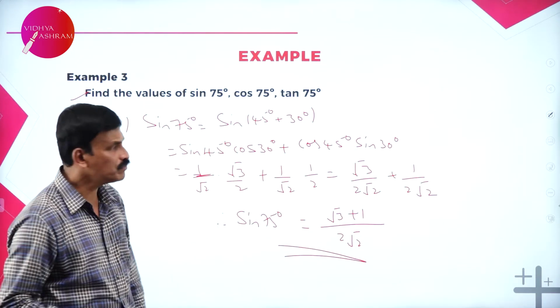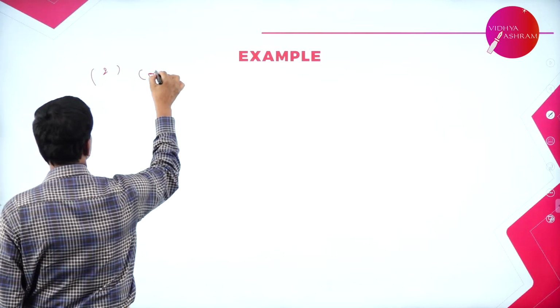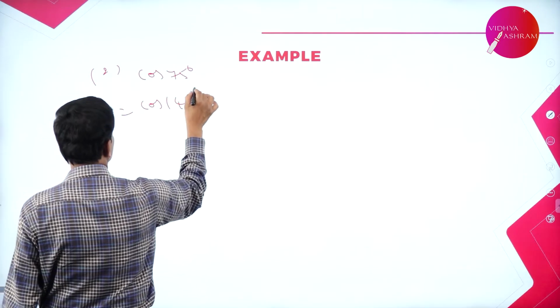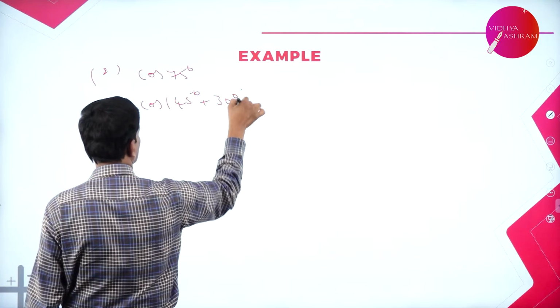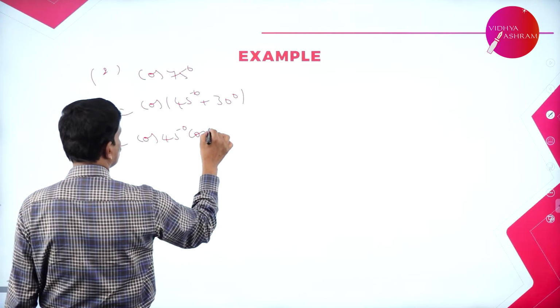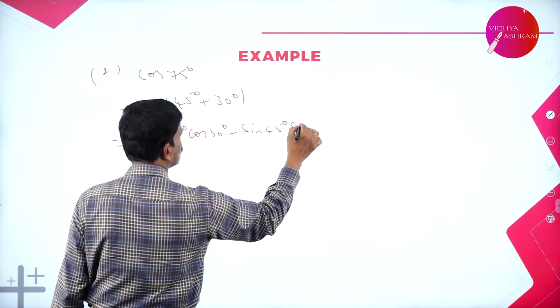Now come to the second part, cos 75. Cos 75 can be written as cos of 45 plus 30. This is of the form cos (A plus B). Cos (A plus B) is cos A cos B minus sin A sin B.